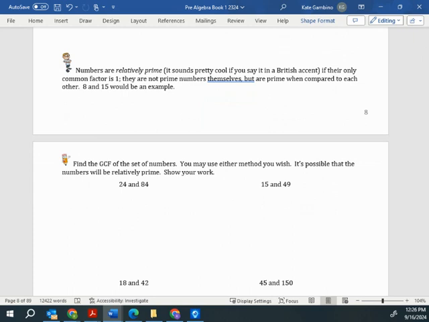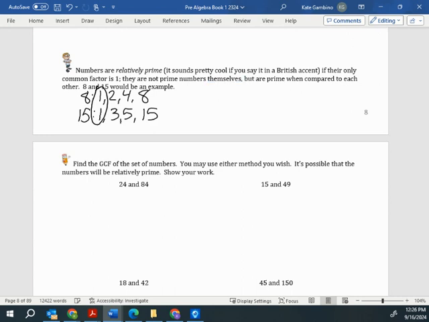8 and 15 would be an example. Can we break 8 down into factor pairs? Yeah, 2 and 4, 1 and 8. Can we break 15 down? So 1, 2, 4, and 8 are the factors of 8. 15 would be 1, 3, 5, and 15. The only factor they share in common is 1. So we call them relatively prime because they only share 1 as a factor. They don't share any other number.